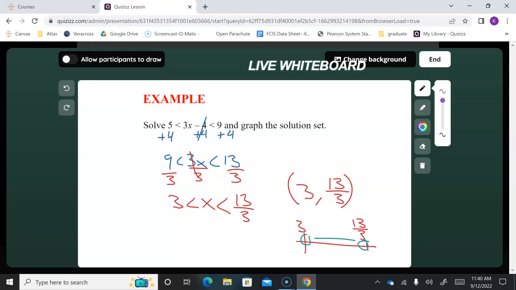That's where we're going to stop with this today. Any questions on that so far?